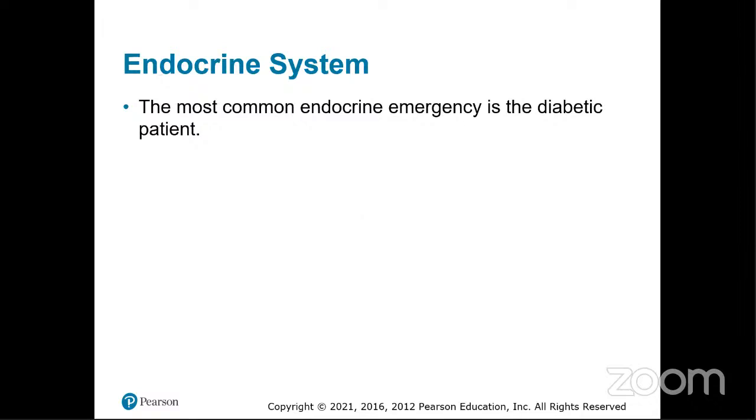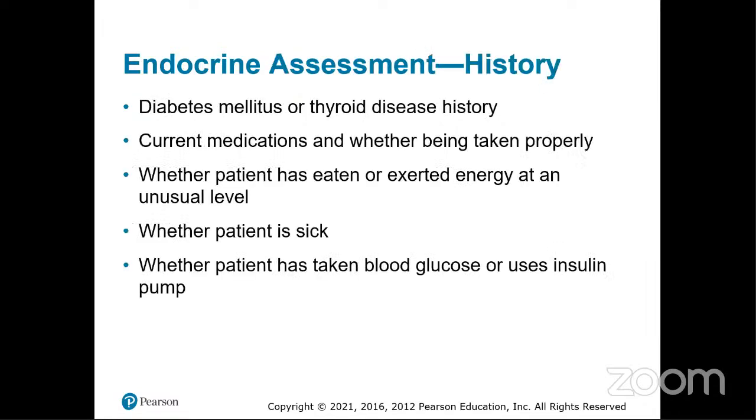So endocrine, the one that you're most likely to see in an emergency situation is a diabetic patient. The rest of them have a fairly slow onset, or once they go, they have a very fast outcome too. So diabetes or thyroid history, we'll tie both of these onto it. So current medications, and same thing, whether they're being taken properly.